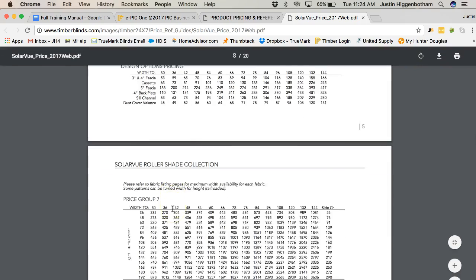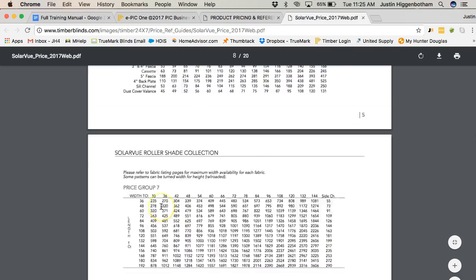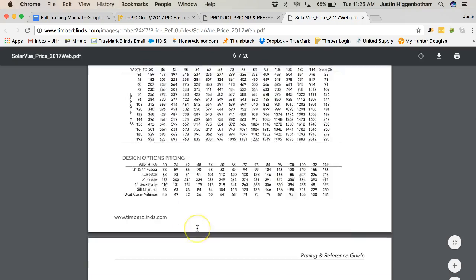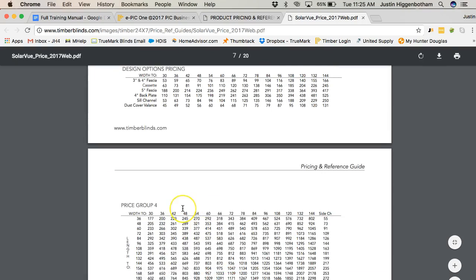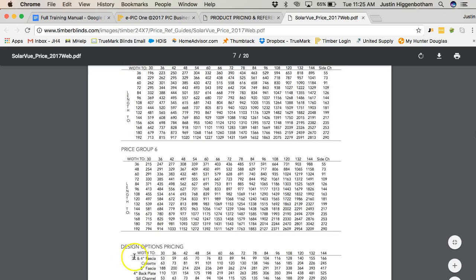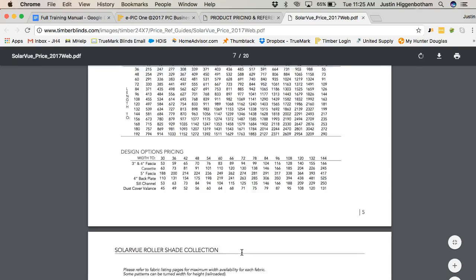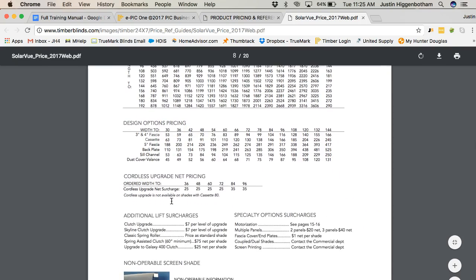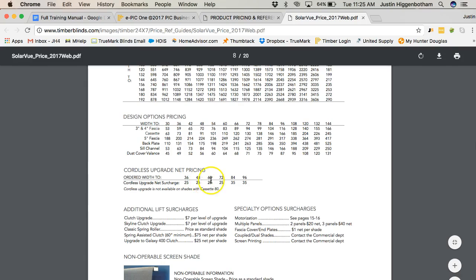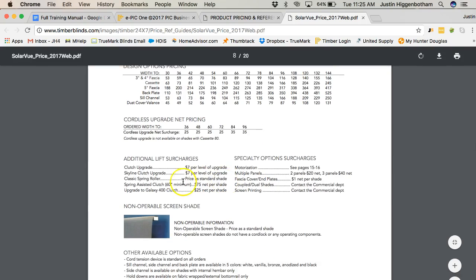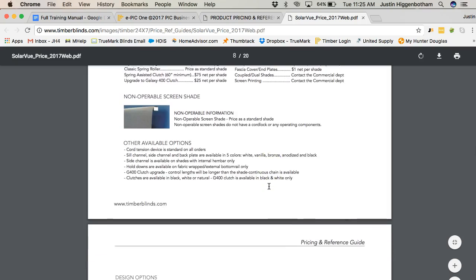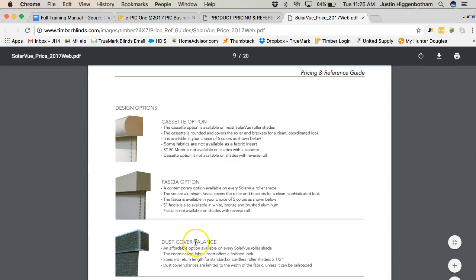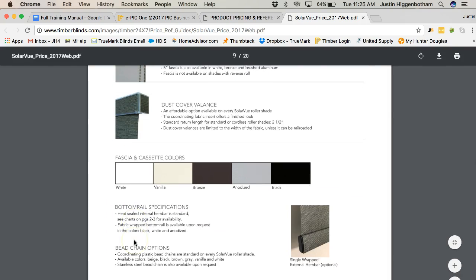More design options, and then more design options. So basically how that works is 1 through 3, that's the price. 4, 5, price group 6, these are the costs for those price groups. And price group 7, that's the design option pricing for there. Surcharge, there's that. Additional surcharges all down here. Here's the cassette option, the fascia option, dust cover. These are just the different design options.